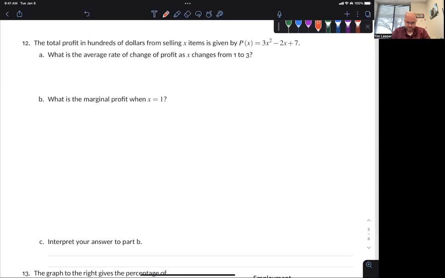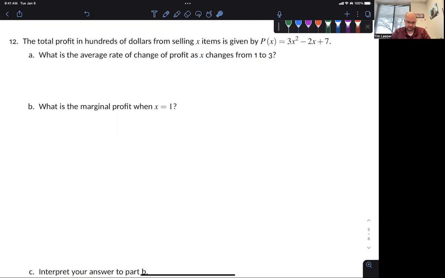Hello, everyone. Here's question 12 on the Chapter 11 Exam 1 review. So the total profit in hundreds of dollars from selling X items is given by P of X equals 3X squared minus 2X plus 7. What is the average rate of change of profit as X changes from 1 to 3?